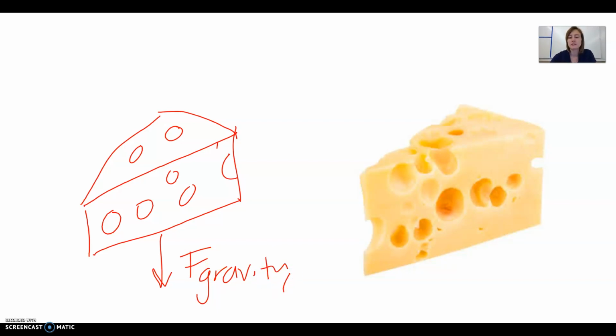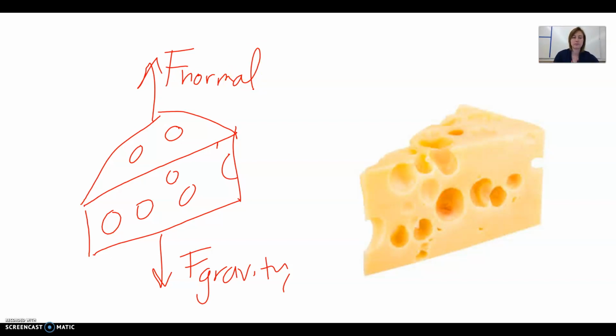And then, since it's sitting on a table, we know the opposite of gravity is normal force. That's the force of the table pushing up on the cheese, and it's counteracting gravity. So normal force and gravity are balanced. That's why the cheese isn't moving anywhere.